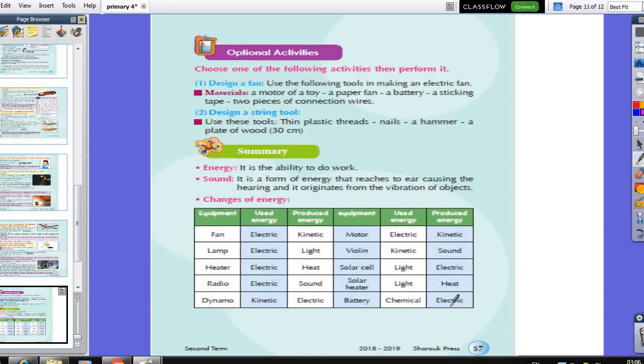In the photosynthesis process, we talked about the equation, and we said that plants use some simple substances like carbon dioxide, water, sunlight, and we have chlorophyll. The result will be starch or sugar plus oxygen. So in the photosynthesis process, we use the light energy or solar energy.